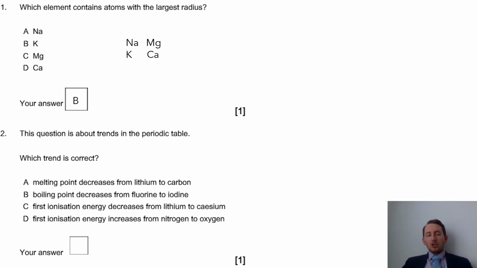Question 2, which trend is correct? So again, if you know straight away, then great. If not, go through them. Process of elimination, cancel them out one by one. So if I start with melting point decreases from lithium to carbon, that's not correct, it should be increase. Boiling point decreases from fluorine to iodine, well again that should be increases because fluorine starts as a gas, iodine is a solid. First ionization energy decreases from lithium to cesium. Well, that is correct, so we'd go with C being correct.